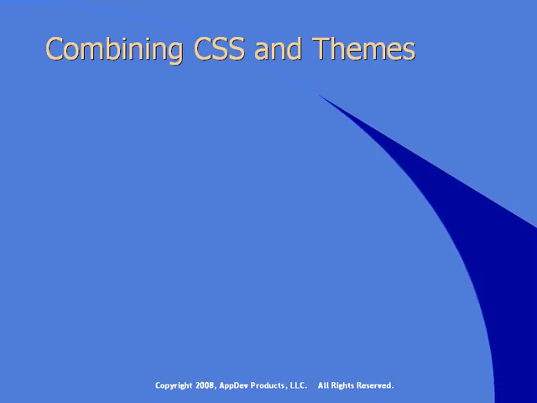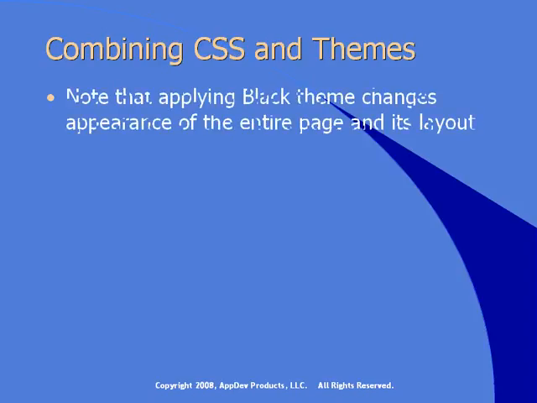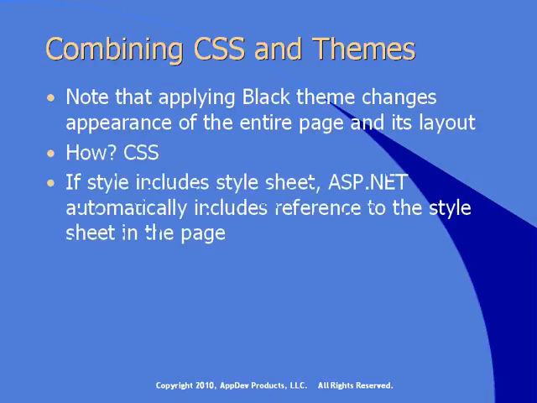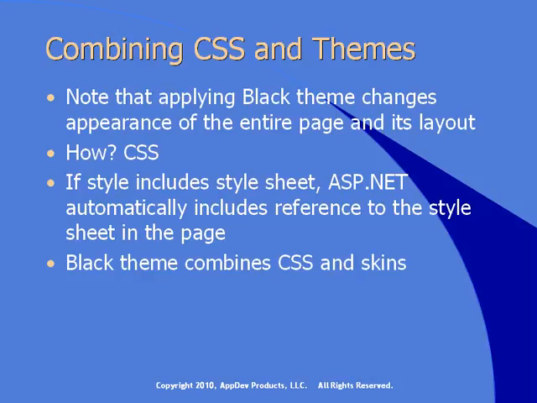You can certainly combine CSS and themes together. Note that applying the black theme changes the appearance of the entire page and its layout. You saw that, right? The buttons moved into the center, the background became gray, and all that's coming from the style sheet. If a theme includes a style sheet, as that one did, ASP.NET automatically includes a reference to the style sheet in the page. Because it finds the style sheet in the folder, it uses it. The black theme then combines a cascading style sheet and skins together to give you the benefits of both.